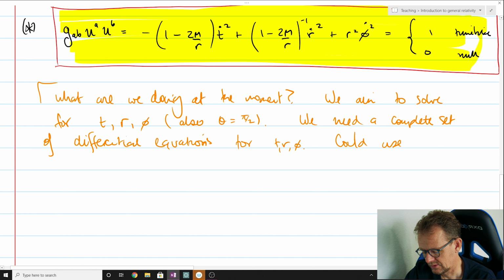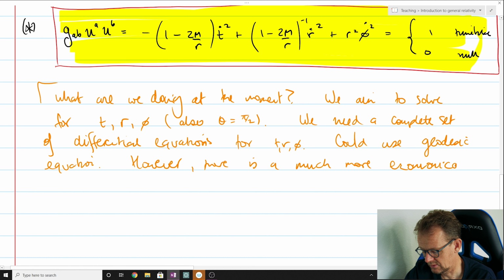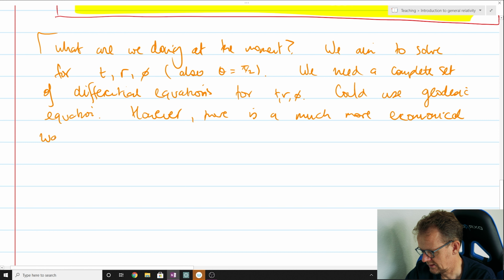We could use the geodesic equation. However, there is a much more economical way. And that's using, and this is pretty much the strategy one exploits classically in the Newtonian world, constants of the motion.